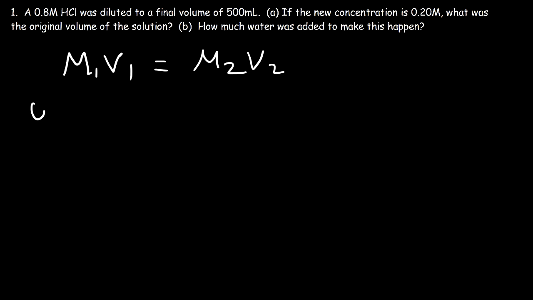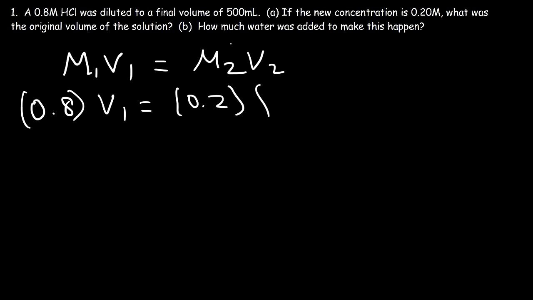So the original concentration is 0.8. That's the concentration of the solution before any water was added to it. Our goal is to find the original volume of the solution, so we're looking for V1. We have the new concentration. It's 0.20. We also have the final volume. It's 500. So now let's find V1.